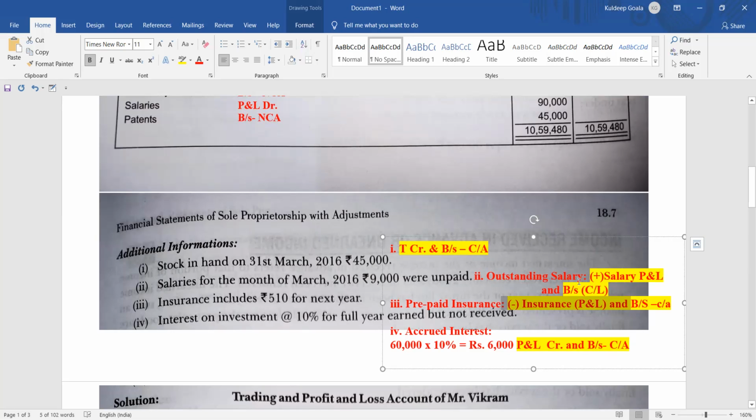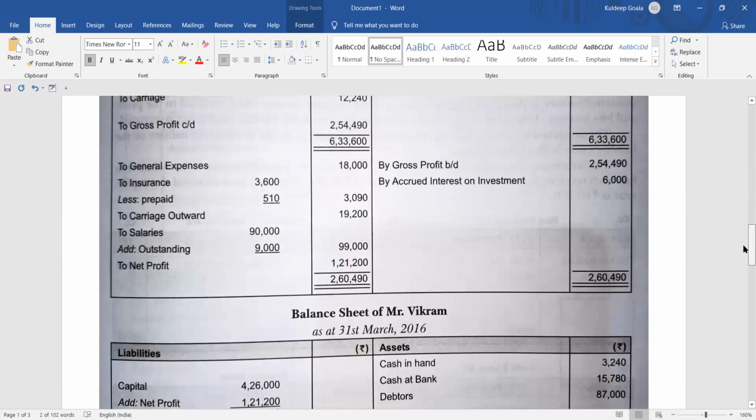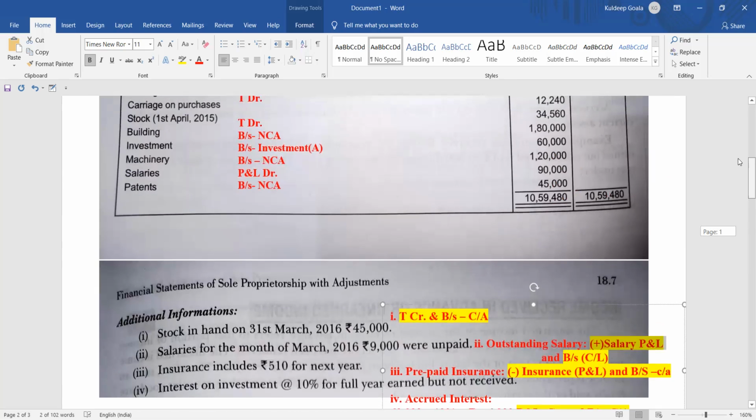That is called outstanding salary. So what we have to do is add it in the salary in the profit and loss account. So what will you write? To salaries in the inner column, how much? 90,000. Add outstanding 9,000. Okay, to salaries 90,000, I add outstanding 9,000. In the outer column it will appear as 99,000. Clear? Now let's see what else is left in the trial balance.